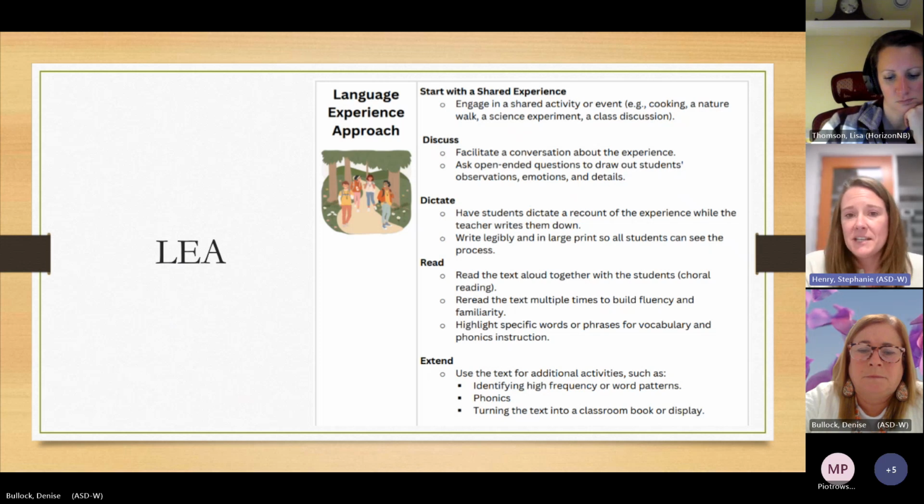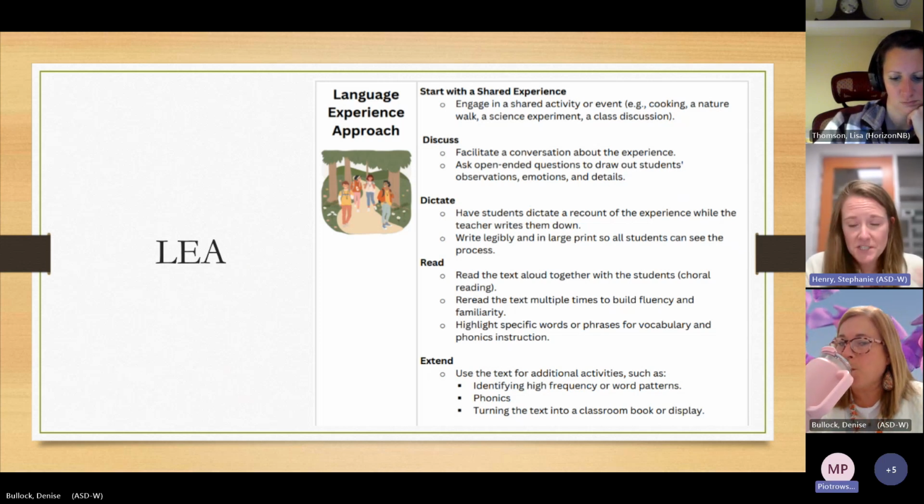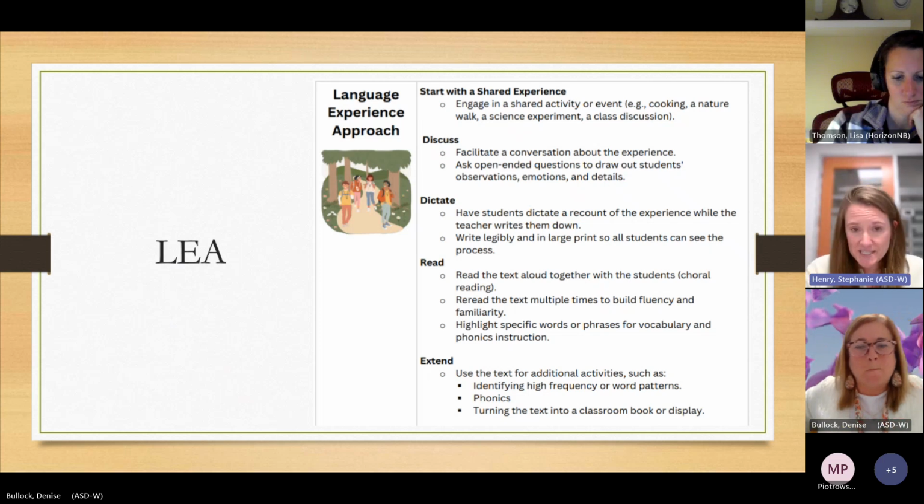And once you have completed that experience, you discuss it. So you discuss the details about that experience and ask open-ended questions to really get the students to observe what happened, why it happened, the details about it, and just talking through what happened to build vocabulary, especially, and build the language. And then students will dictate or recount that experience to the teacher, who will write down everything that the students say.